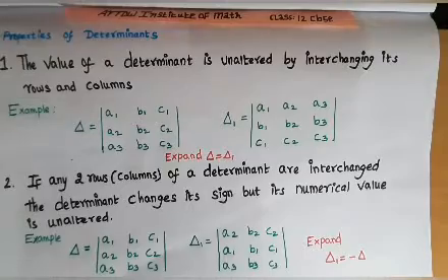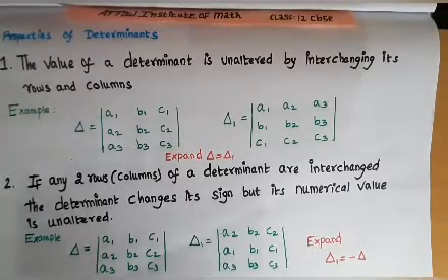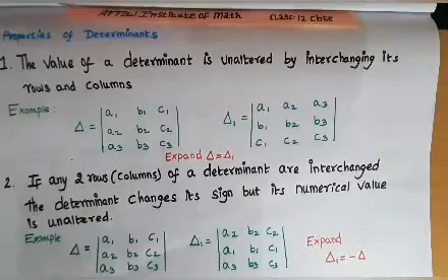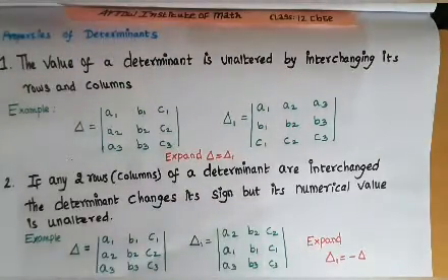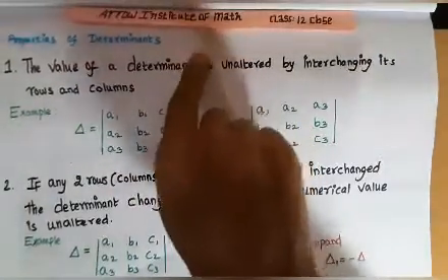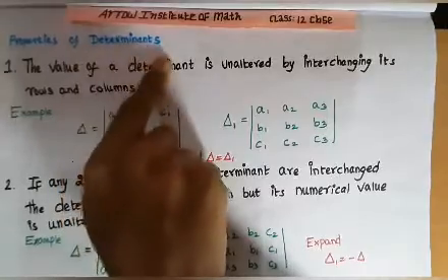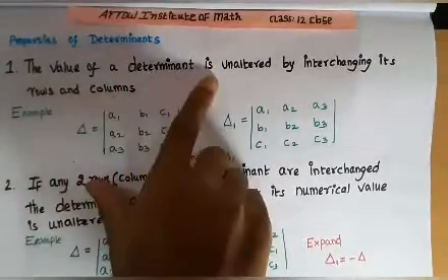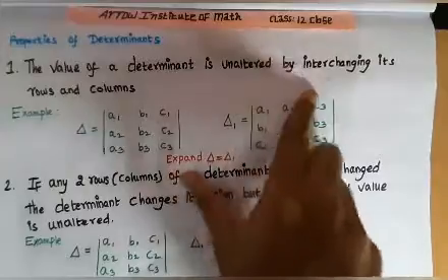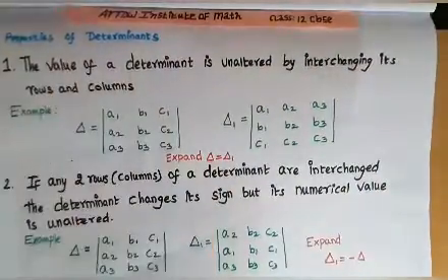I am going to teach class 12 CBSE board. The chapter is determinants. First, I am going to teach properties of determinants. The value of a determinant is unaltered by interchanging its rows and columns.